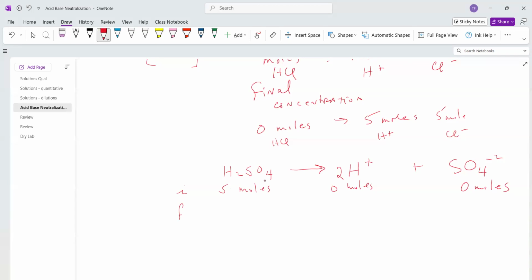Okay, now let's jump into sulfuric acid. Our final concentration of sulfuric acid is going to be 0, again, because it's a strong acid. So how many moles of H plus do I have? What's the ratio from the balanced equation? It's 1 to 2 to 1. So 10. And how many moles of sulfate ion, SO4? 5.